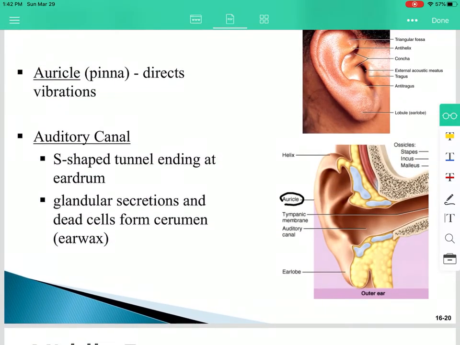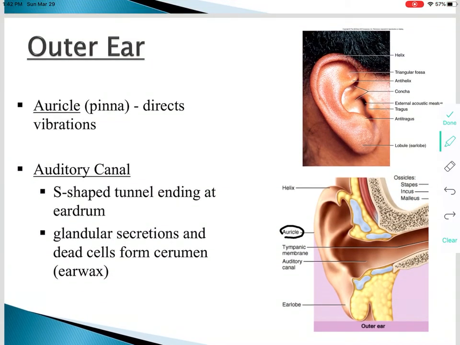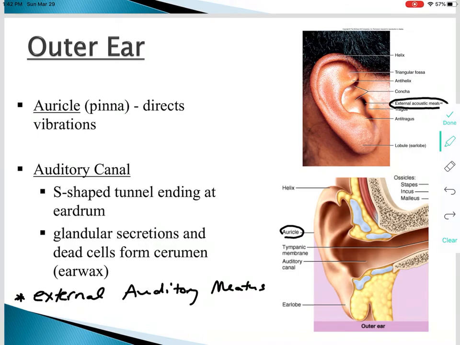And let's see if I go to the next slide here. I do need to add one thing, but that's the beauty of the pen. Let me add it right now. We're going to add external auditory meatus. Meatus means canal-like opening. So the actual opening, the opening through which sound waves come in, external auditory or acoustic.